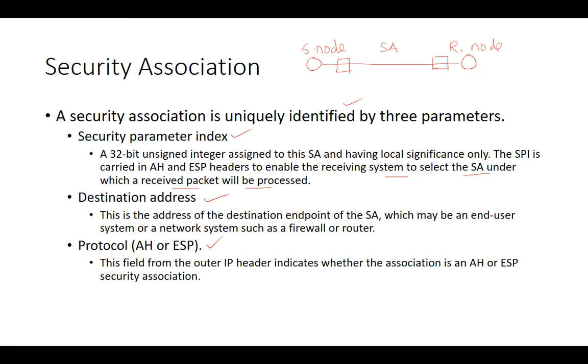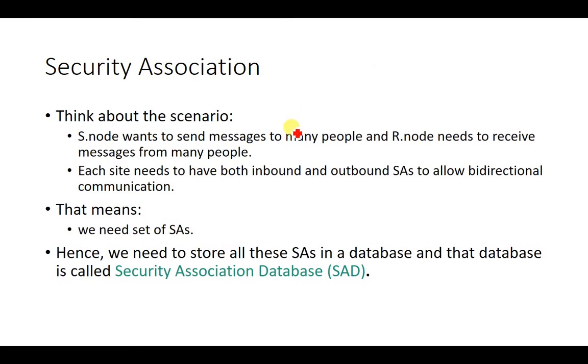There is something more to discuss about security association. Think about a scenario. Let's say the S node wants to send a message to many people and the R node needs to receive messages from many people. So far we have talked about only one user connected to another user. But if there are multiple users, sending messages to and receiving messages from multiple people, that means many to many communication. Whenever there is many to many communication, many to many security association has to be done, meaning logical links have to be established.